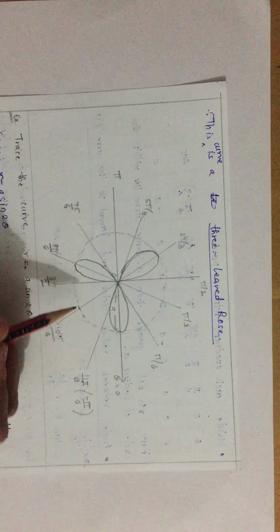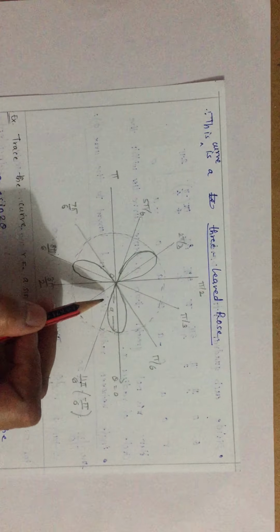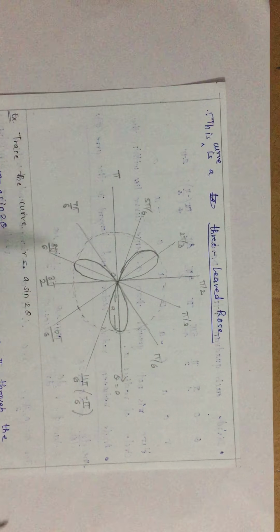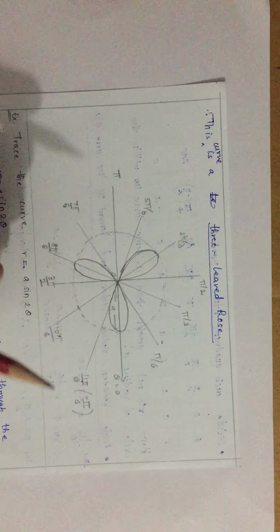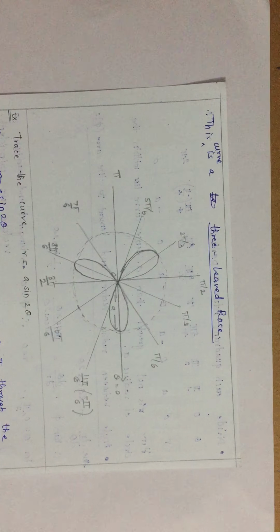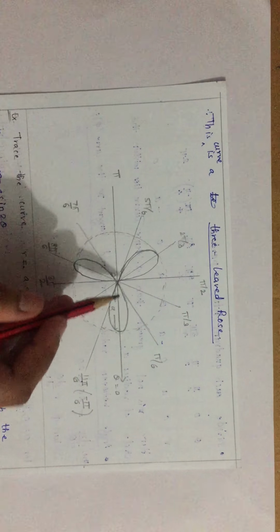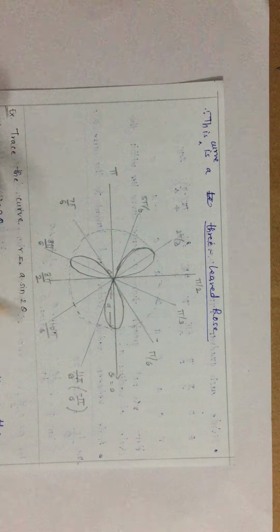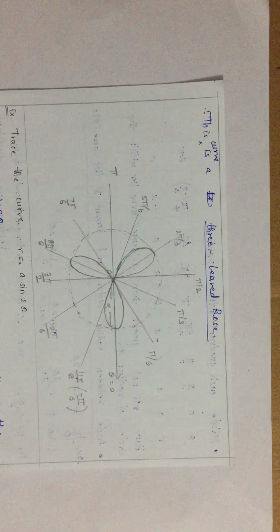So this curve, since each is a loop, you can say it is a sort of petal, and hence the type of curve is known as a rose curve. Now since it has 3 petals, this is known as a 3-leaved rose. Okay.